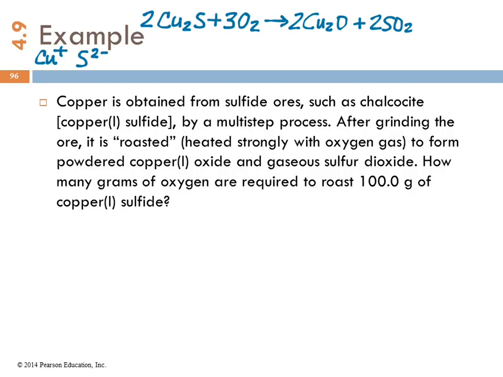Now we look through here again. There's only one number in this problem. There's a lot of words, but only one number. But I have other problems as well, don't I? 100 grams of what? Copper 1 sulfide. So I'm going to write 100.0 grams under the copper 1 sulfide. And what's the question? How many grams of oxygen? How many grams?